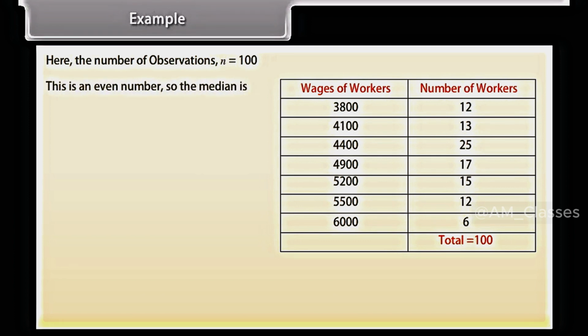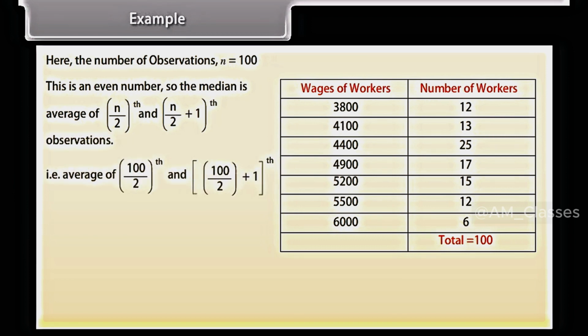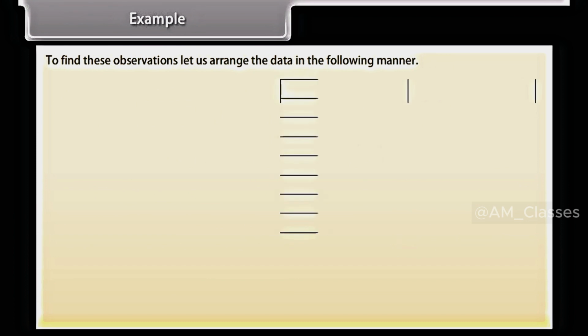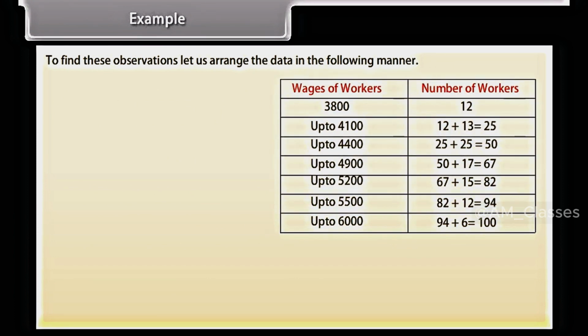This is an even number, so the median is the average of the n by 2th and n by 2 plus 1th observations. That is the average of 100 by 2th and 100 by 2 plus 1th observation. That is the average of 50th and 51st observations. To find these observations, let us arrange the data in the following manner.